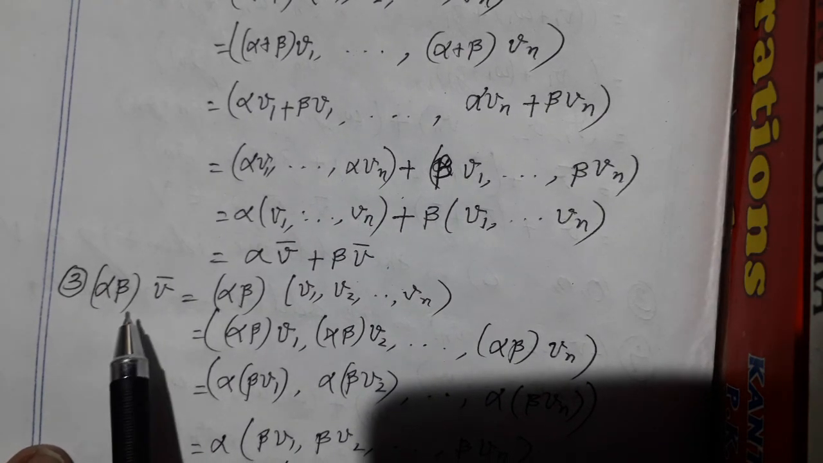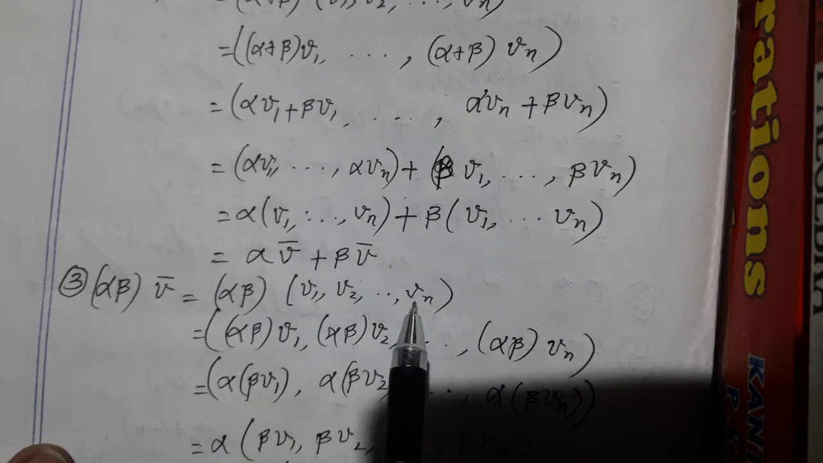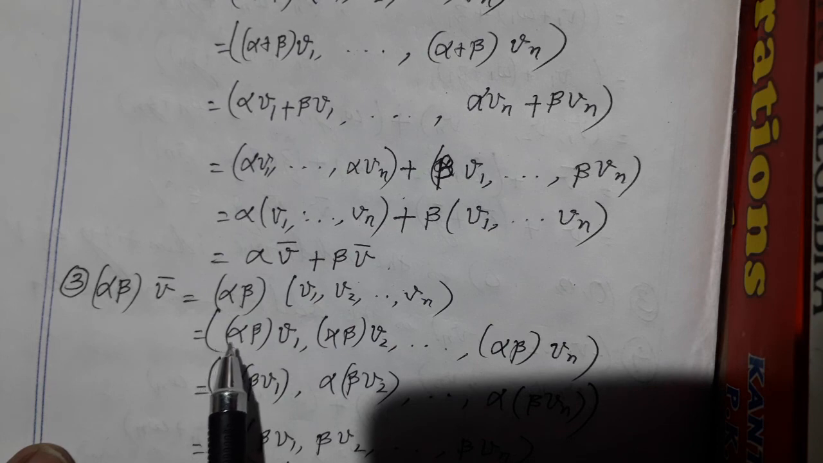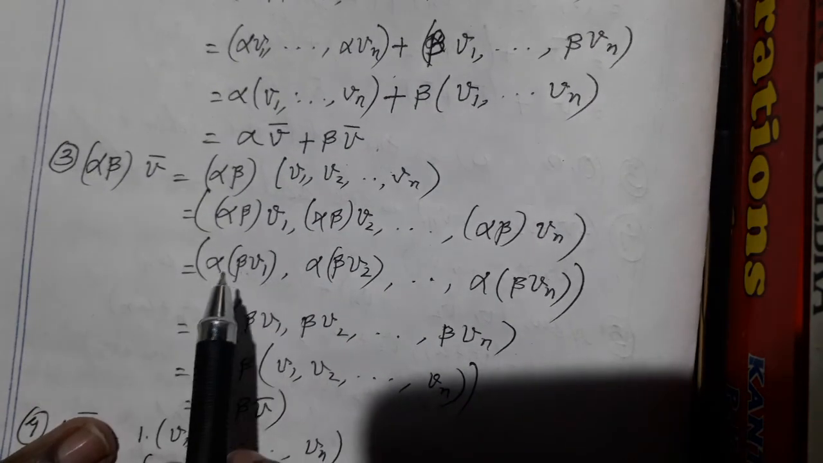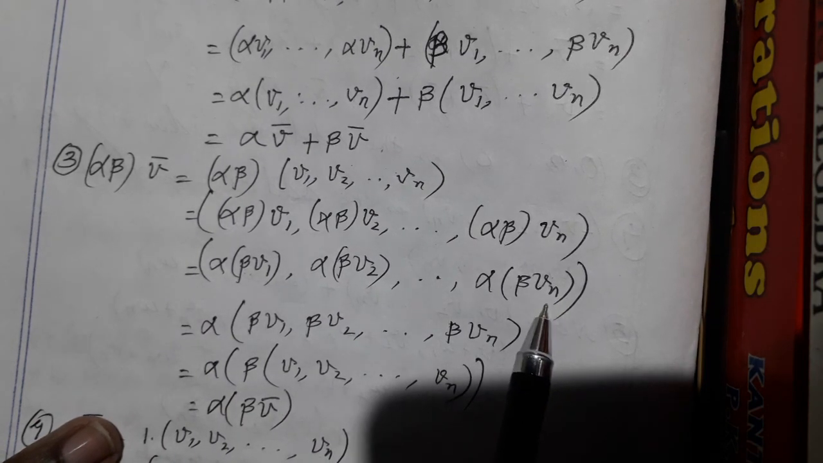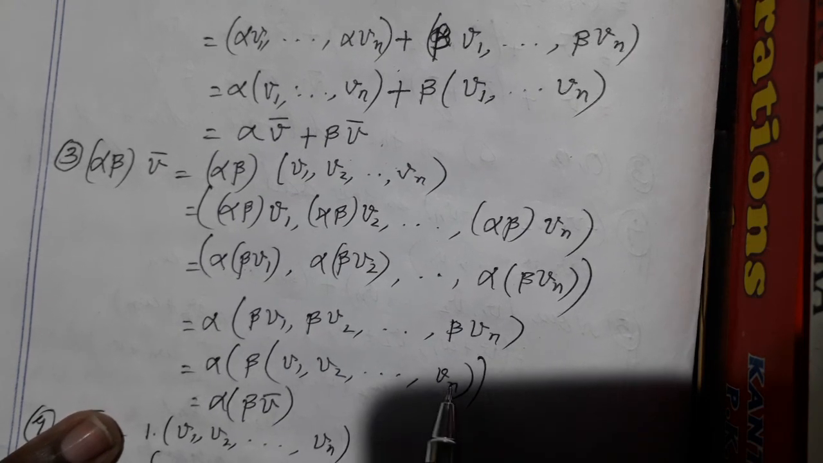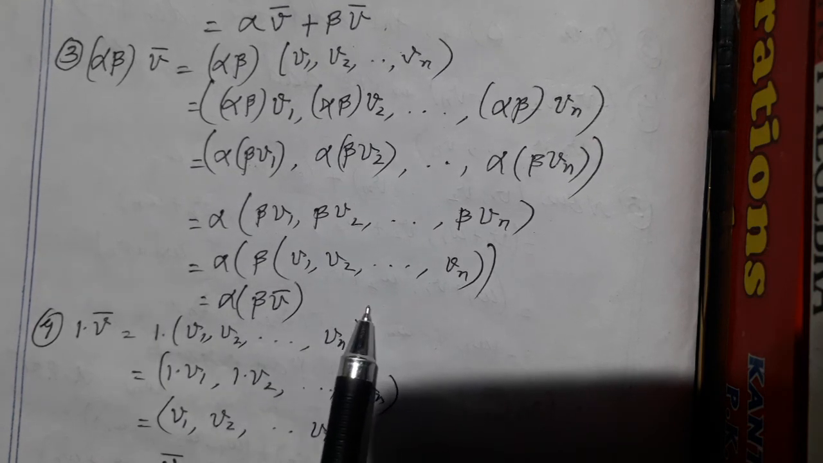Now the third condition: alpha beta V bar can be written as alpha beta V1, V2 till Vn, and you multiply to each coordinate. Since these are elements in the vector space V1, they follow the property of the vector space, so it can interchange. Now alpha is also a scalar and it will come out, so we get beta V1, beta V2, and so on till beta Vn. Taking beta common, that is alpha beta V bar. So the third condition of the vector space is also true.